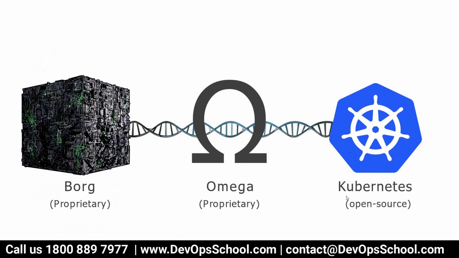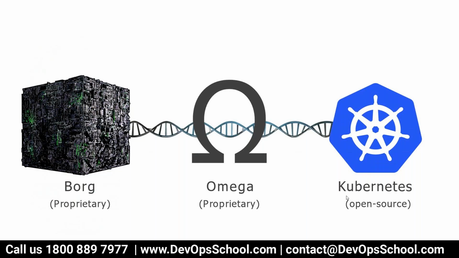Borg and Omega are proprietary products from Google, and they were using these products to manage their infrastructure. Yes, the infrastructure which you see, which is highly reliable, highly scalable, no performance issues, and running 24/7. So they are all running on Borg and Omega. Something similar, Kubernetes also can do. I'm not saying Kubernetes is the next version of Borg and Omega.